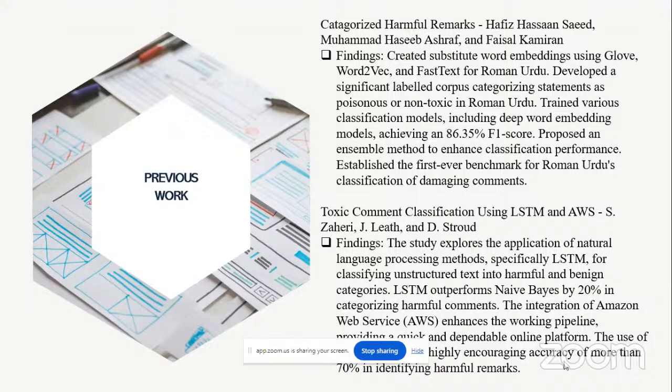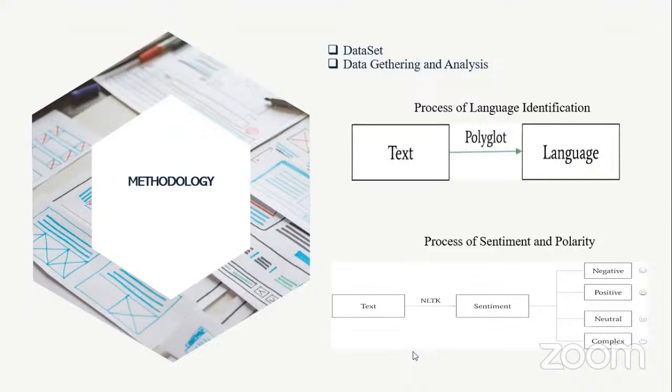Toxic comments classification using LSTMs and AWS, et al. Findings: This study explored the application of natural language processing methods, especially LSTMs, for classifying unstructured text into harmful and benign categories. LSTMs outperform neighbors by 20% in categorizing harmful comments. The integration of Amazon Web Services enhanced the working pipeline and provided a quick, dependable online platform. The use of LSTMs achieves a highly encouraging accuracy of more than 70% in identifying harmful remarks. Dataset.